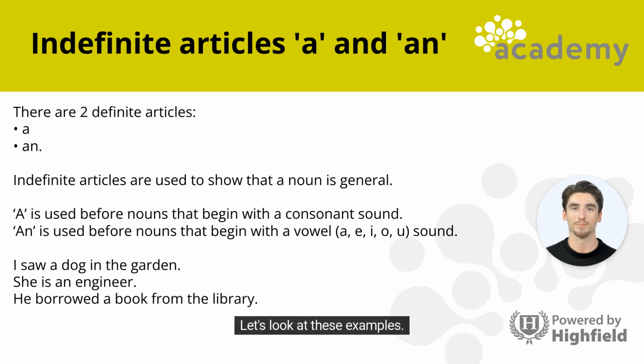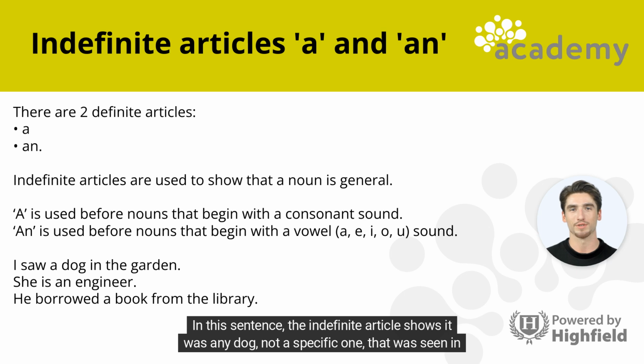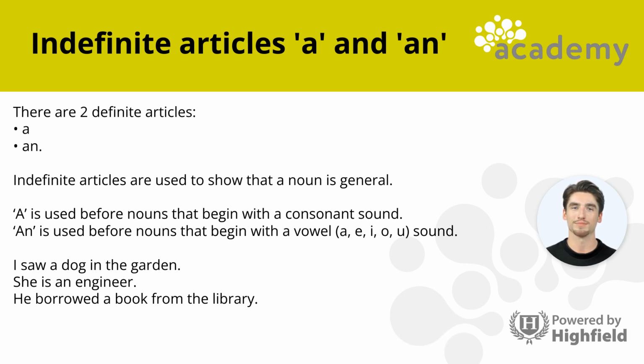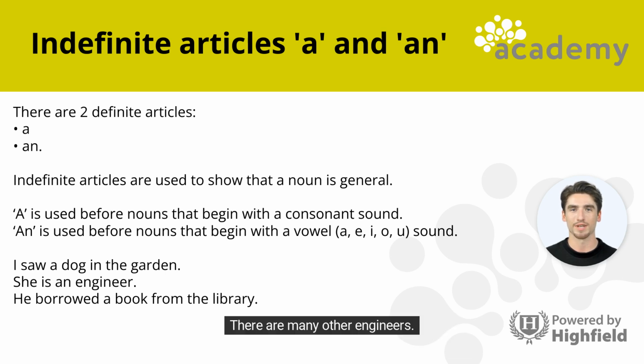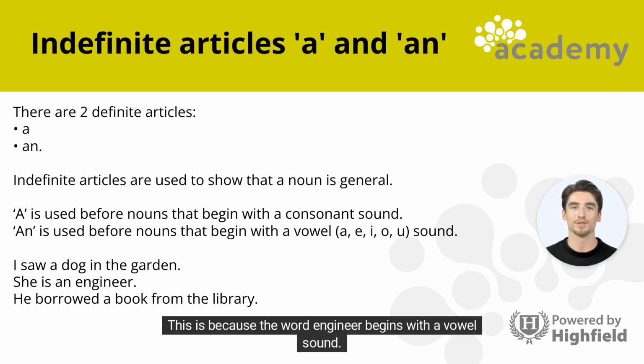Let's look at these examples. I saw a dog in the garden. In this sentence, the indefinite article shows it was any dog, not a specific one, that was seen in the garden. She is an engineer. In this sentence, an is used before engineer to show she was a general engineer, not the only one. There are many other engineers. Notice how an has been used, rather than a. This is because the word engineer begins with a vowel sound.